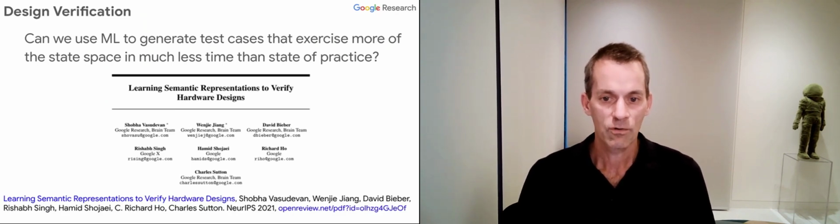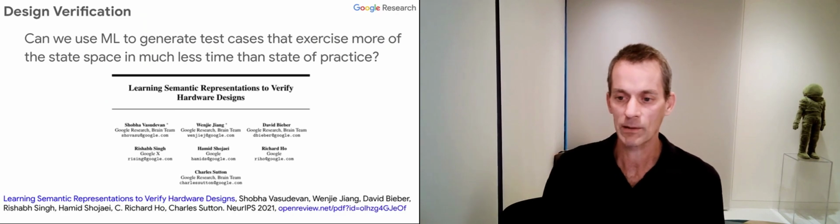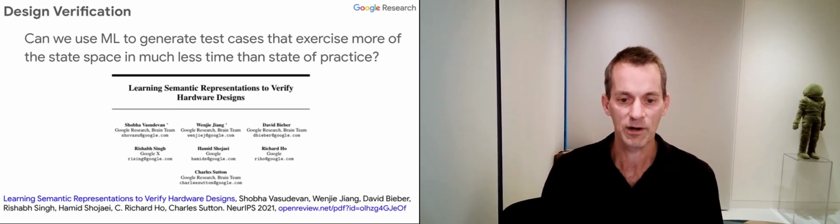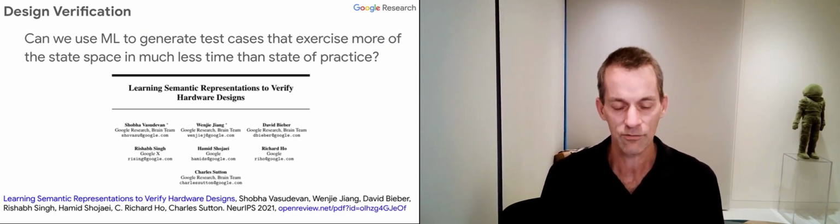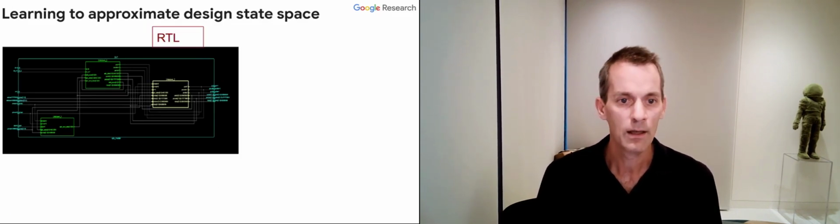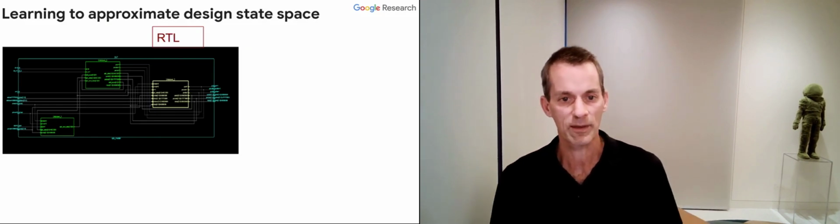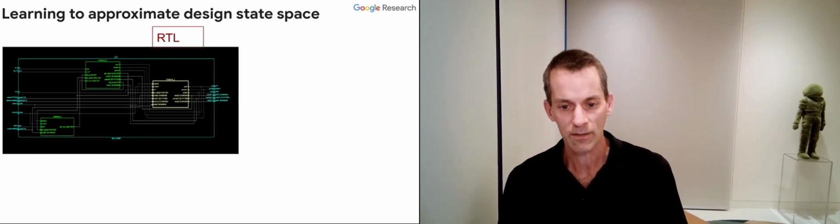And a fundamental question is one of reachability analysis. Can we reach particular states in the system? So can we learn a continuous representation of a particular chip design that allows us to predict its reachability? That would help us with answering different kinds of verification questions. And so can we use machine learning to generate test cases that exercise more of the state space in much less time than the state of practice?